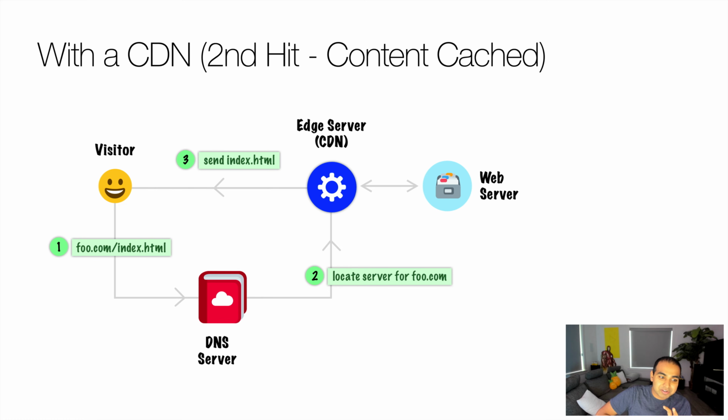Now, what this means is that in subsequent requests, let's say someone from the same region is asking for index.html from foo.com a second time around. What happens this time is the same workflow: the DNS server is like, yep, the CDN is the one that's responsible for intercepting all requests from foo.com. And this guy's going to go, okay, you want index.html? Great. I already have it. I'm going to send it to you immediately. That whole round tripping where the CDN needs to talk to the web server is completely skipped over.